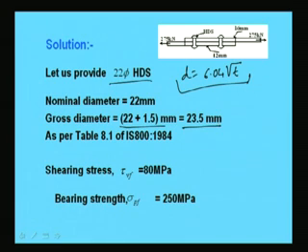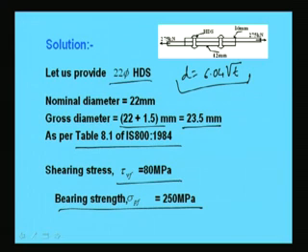Now, as per table 8.1 of IS 800:1984, we will see that the shearing stress tau Vf is 80 MPa and the bearing strength will be 250 MPa. So, these values can be found from IS 800:1984. In table 8.1 these values are given. So, as per the type of rivet and other details we can find out the shearing stress and bearing strength of the rivet.